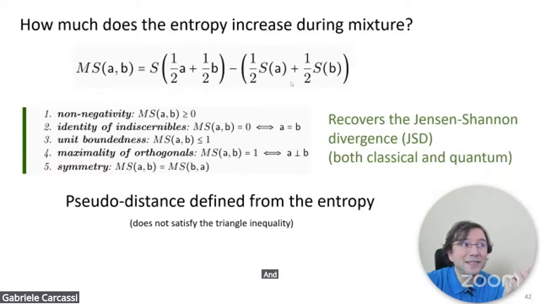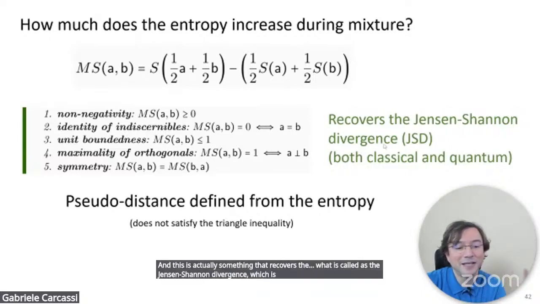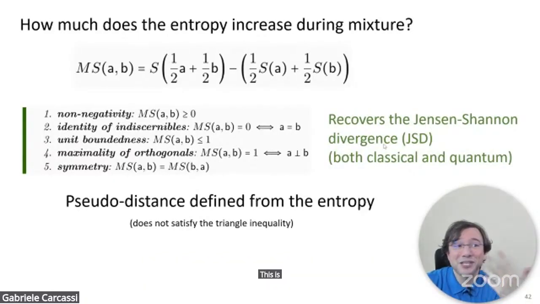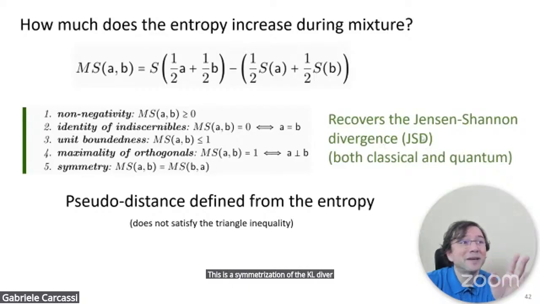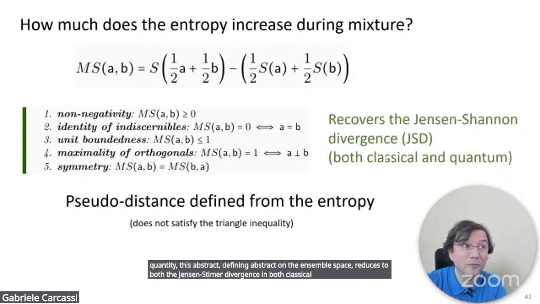And this actually recovers what is called the Jensen-Shannon divergence, which is defined in information theory. If you don't know what this is, you might have heard of the KL divergence. This is a symmetrization of the KL divergence. But the point is that this quantity, defined abstractly on the ensemble space, reduces to the Jensen-Shannon divergence in both classical mechanics and quantum mechanics.